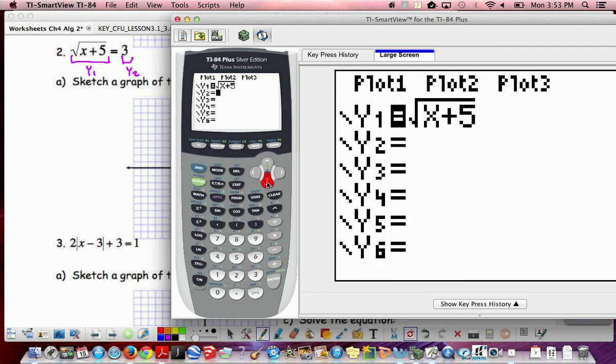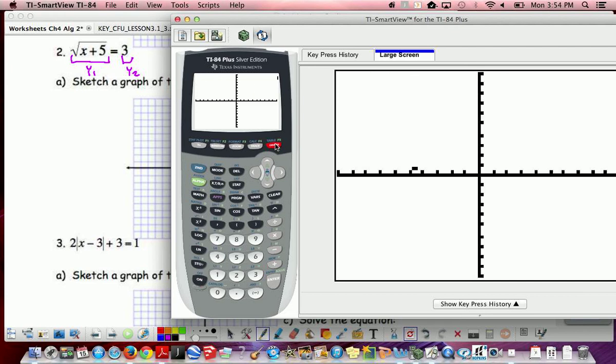Then I can go to the bottom. So I just want to make sure that is all under the radical, which it is. And then I have 3. I'm going to hit graph. Okay, so there is both of my equations.